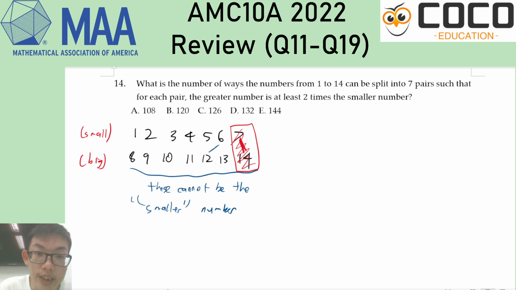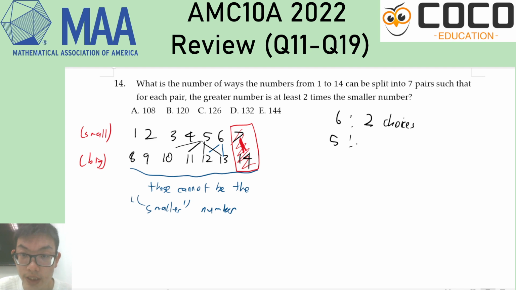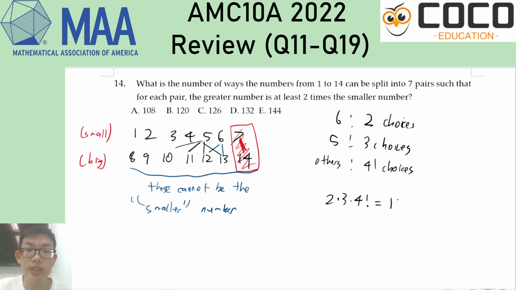So 6 has 2 choices, and 5 has 4 choices. But of course, I should choose the one for 6 first, and then that means I have 2 choices, one of which is going to be removed from the choices for 5. So 5 will have 3 choices. And then the others can be paired to anything. So it's just going to be 4 factorial, 4 times 3 times 2 times 1. So 2 times 3 times 4 factorial is going to be equal to 144, which is option E.